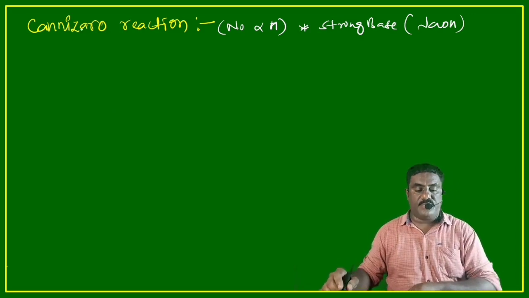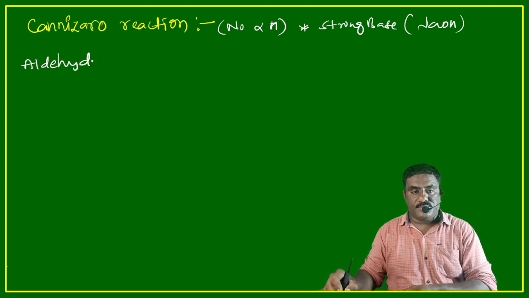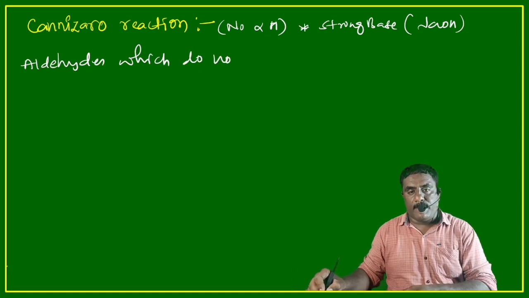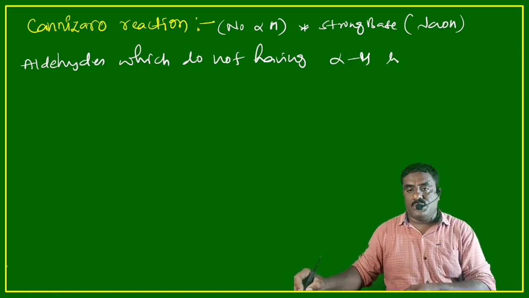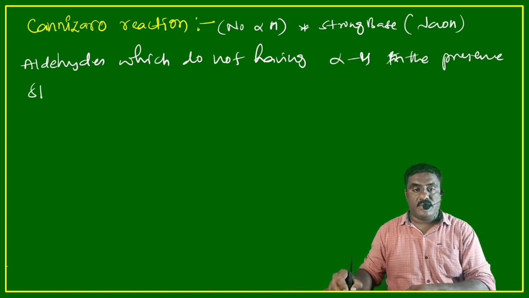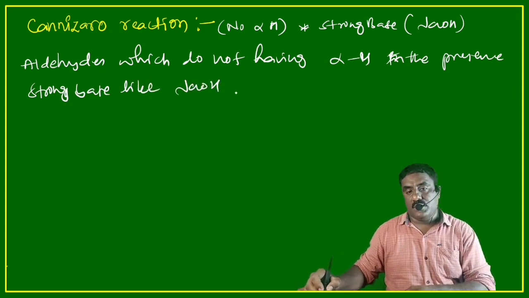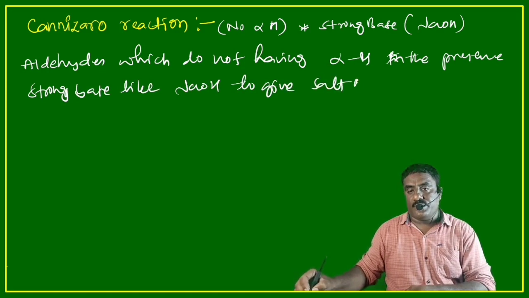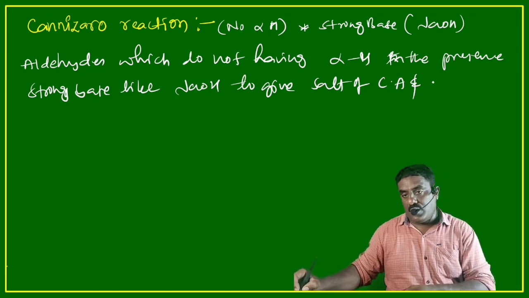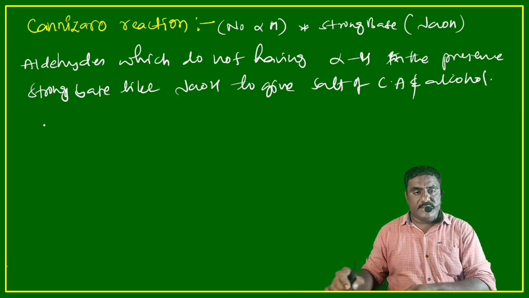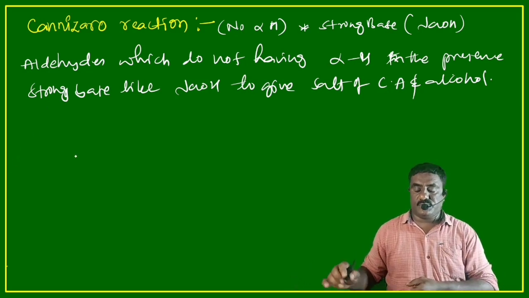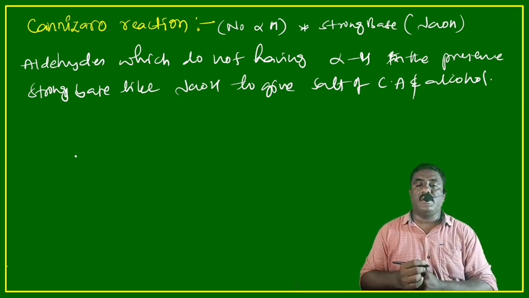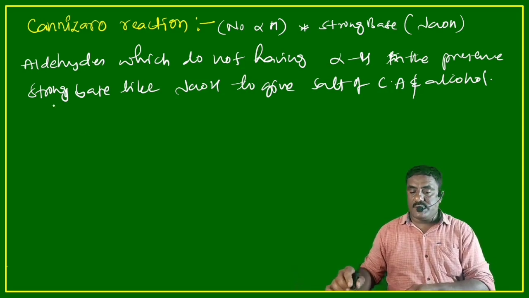salt of carboxylic acid and alcohol. I am writing: aldehydes which do not have alpha hydrogen, in the presence of a strong base like sodium hydroxide, give salt of carboxylic acid and alcohol. In this reaction, one of the aldehydes is oxidized while another aldehyde is reduced. Let me take an example.